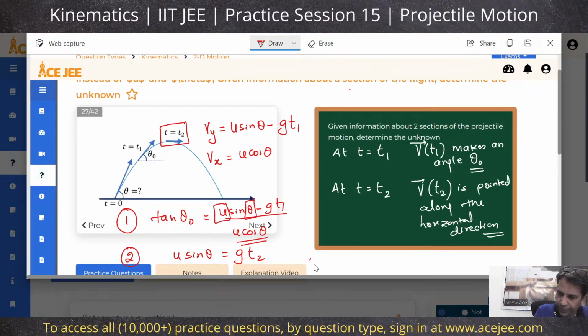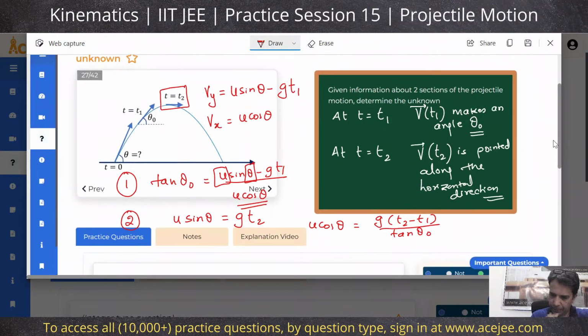So u cos theta then is g (t2 minus t1) divided by tan theta 0. So we can find out the angle. If you divide the two, square and add, you will find u. That's how you would approach it.